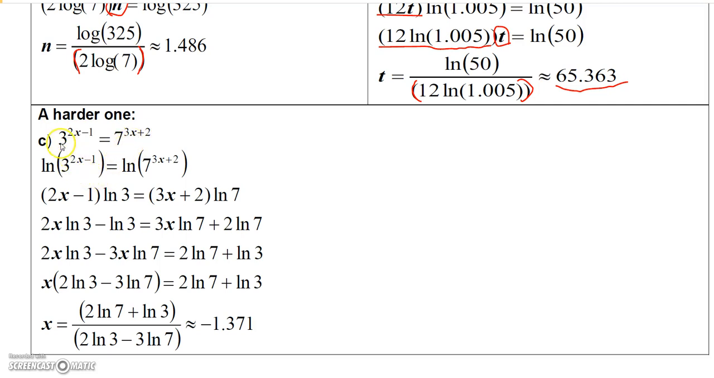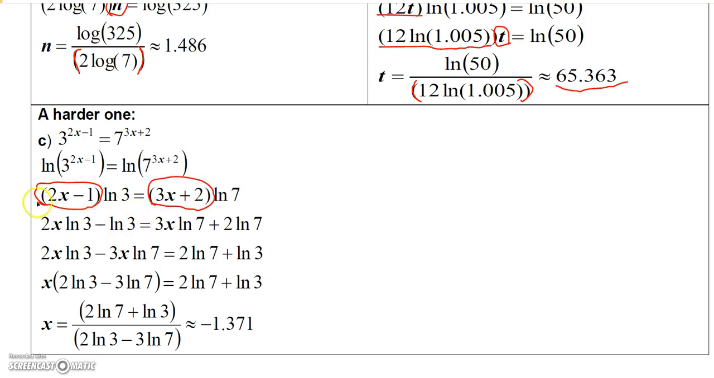Now, the log of 3 to the 2x minus 1, remember I can write my exponent down here, and make sure you put it in parentheses. So you have the 2x minus 1 times natural log of 3. And then I'm going to take the natural log of this so that I can write that as 3x plus 2 times the natural log of 7.